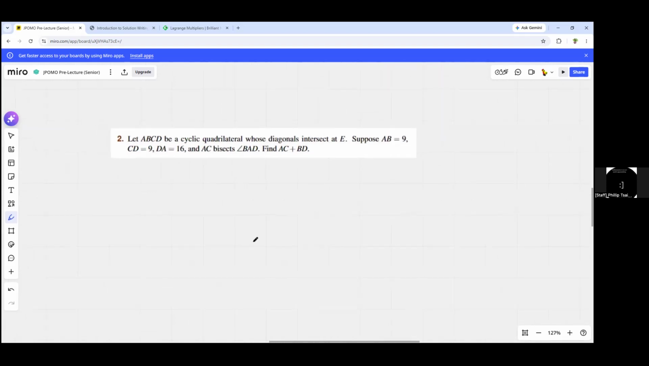We have question number 2. Let ABCD be a cyclic quadrilateral whose diagonals intersect at here. Suppose AB is equal to 9, CD is equal to 9, AD equals 16, and AC bisects angle BAD. Find AC plus BD.